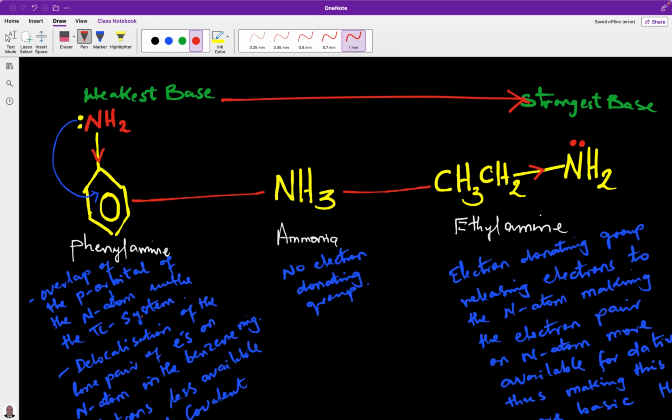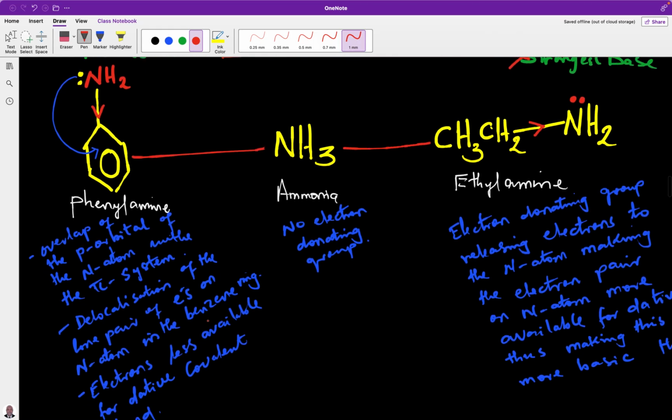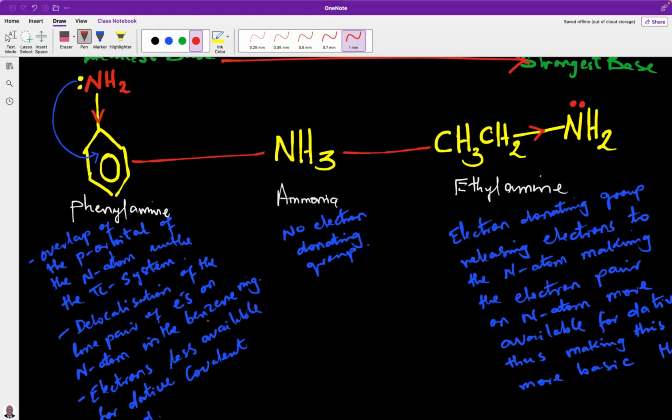This overlapping of the p orbitals of nitrogen and the benzene ring leads to delocalization of the lone pair of electrons on the nitrogen into the benzene ring, making electrons less available for dative covalent bond.